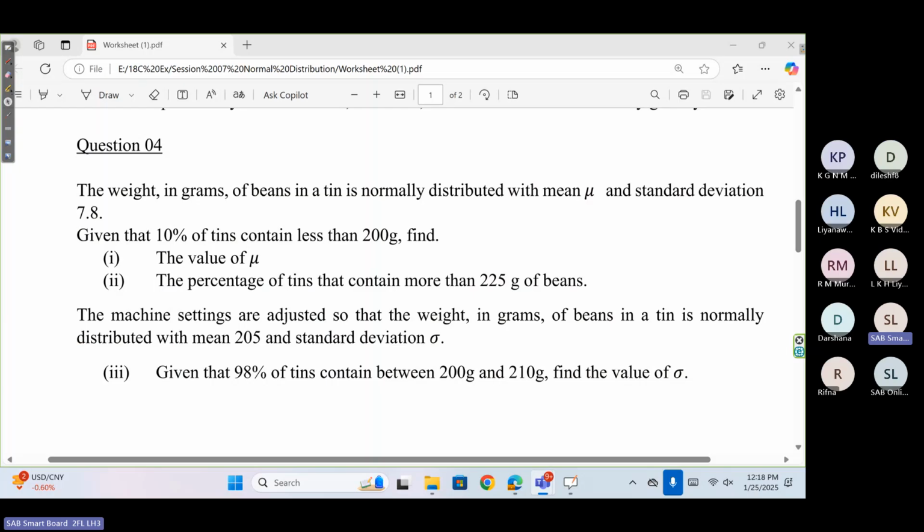Here, question number 4. The weight in grams of beans in a tin is normally distributed with mean mu and the standard deviation 7.8. Given that 10% of tins contain less than 200 grams, find the value of mu, and the percentage of tins that contain more than 225 grams of beans.